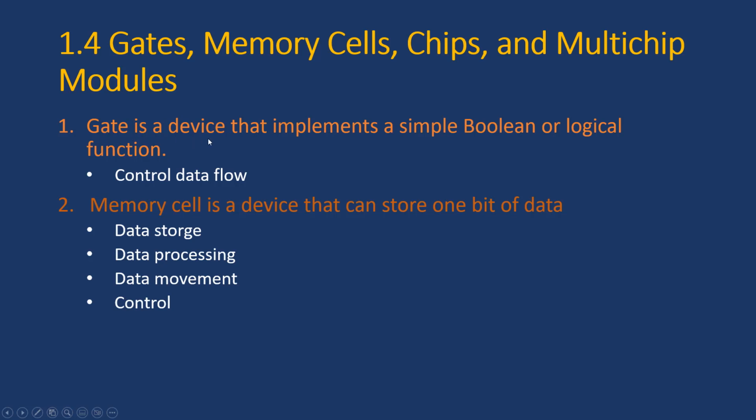For example, the gate is a device that implements a simple Boolean logic function. So this is the gate structure, and its function is to control data flow. And the memory cell is a device that can store 1 bit of data. With this one bit we can store data, process data, move data, and also control data. All these functions can be realized by the memory cell. This is how we get into another level of structure and functions.